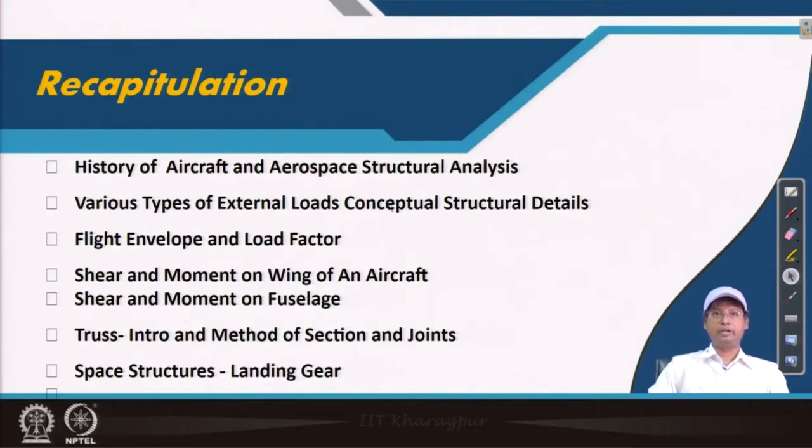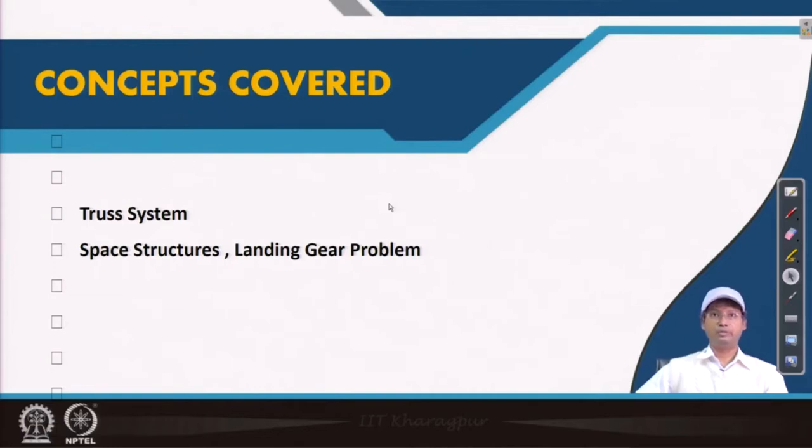History of solid mechanics, structural analysis, and different types of aircraft, and then we went to the loads. We have also learned details of aircraft structures, how thin wall structures are used. We have learned the flight envelope, we have learned the load factor, how load factor varies in different situations, limit load, ultimate load, all those things we have learned. Shear and moment on the wing we have learned, how it comes, how we need to calculate those from the external loads, as well as on the fuselage. So, with that introduction and recapitulation, let us go for today's problem solving.